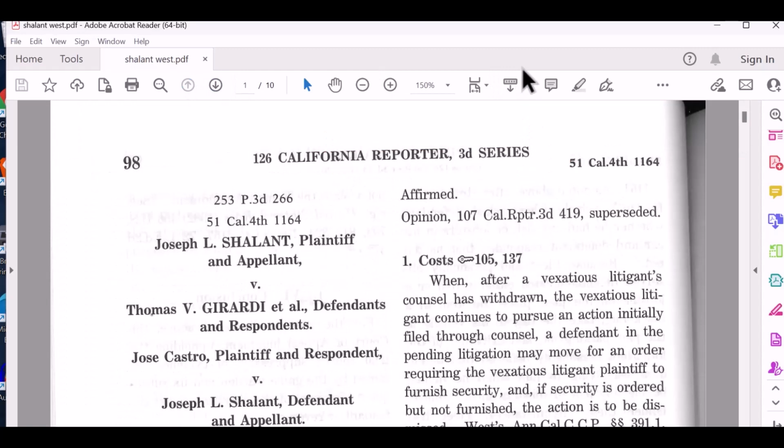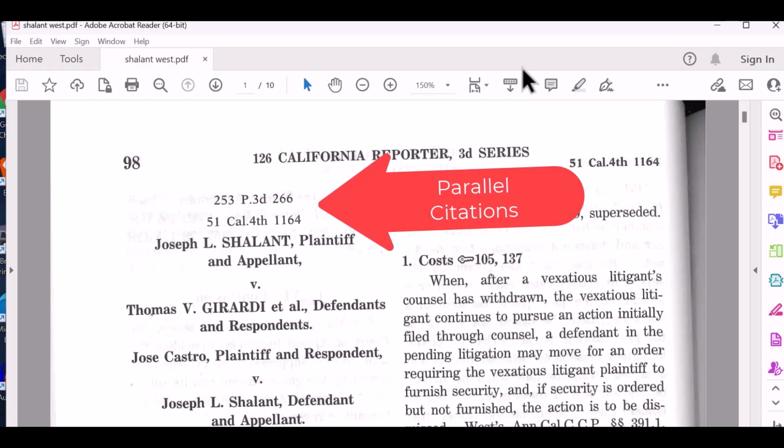The first thing over in the left-hand column are the parallel citations. They're called parallel because this same case is published in 2 other reporters. You may recognize these abbreviations: the Pacific Reporter 3rd series and the California Reports 4th series. So the same exact case is published in volume 253, Pacific 3rd, beginning on page 266. But it's also published in volume 51, Cal Reports 4th series, beginning on page 1164.